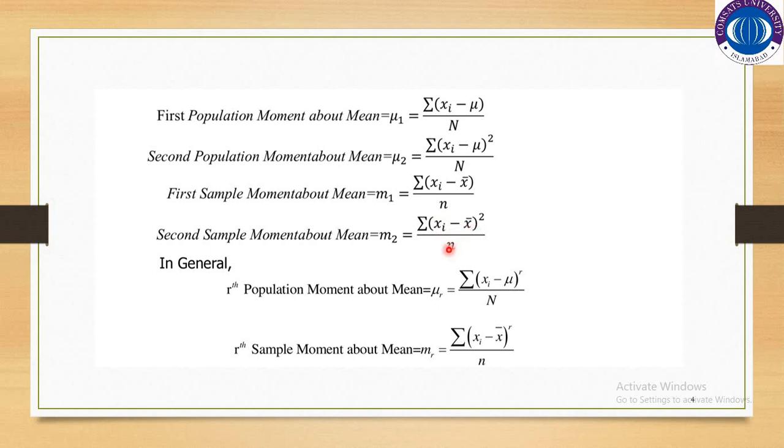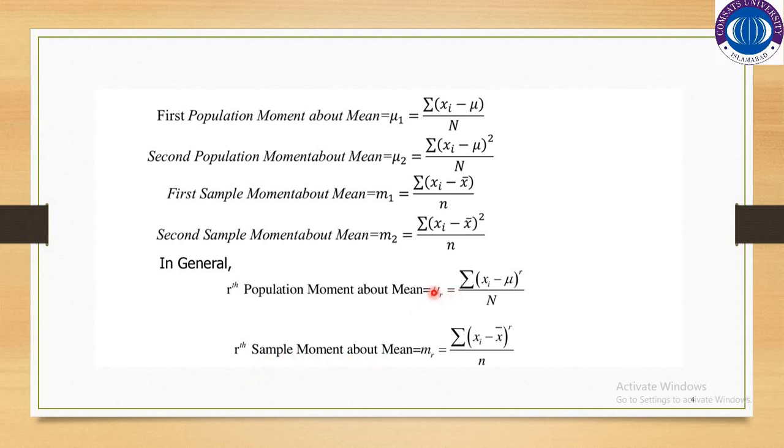As you can see, this is the same formula we discussed for the variance of ungrouped data. The rth population moment about the mean, mu r, is equal to summation (x minus mu) raised to power r over capital N. So the corresponding rth sample moment about the mean, mr, will be equal to summation (x minus x bar) whole raised to power r over n. So this is the rth population moment about the mean, and this is the rth sample moment about the mean.